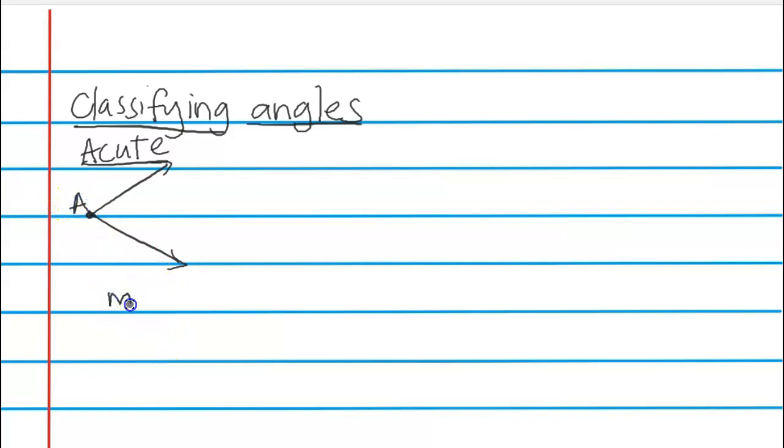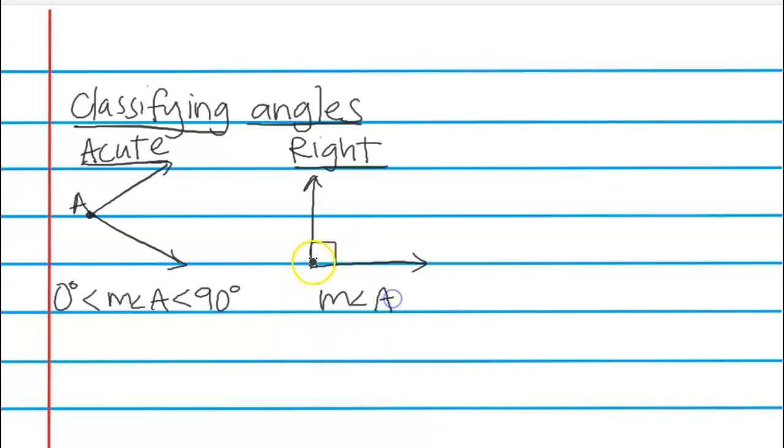So I'm going to say the measure of angle A is less than 90 degrees, but I also want it to be greater than 0 degrees. So between 0 and 90 is acute. Next, I have a right angle. A right angle looks like this, and we use a special symbol in a right angle, which is our square or box. A right angle is going to be equal to exactly 90 degrees.